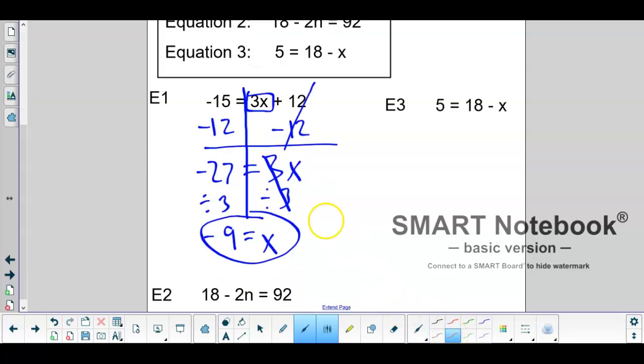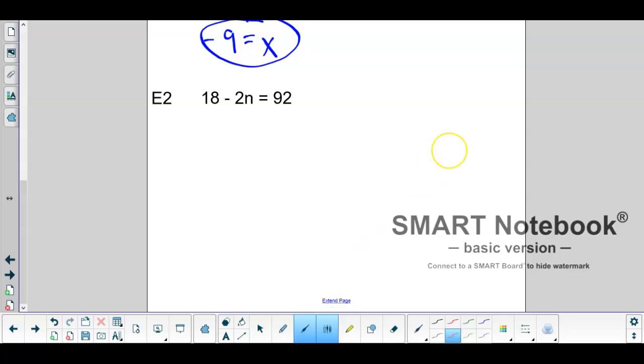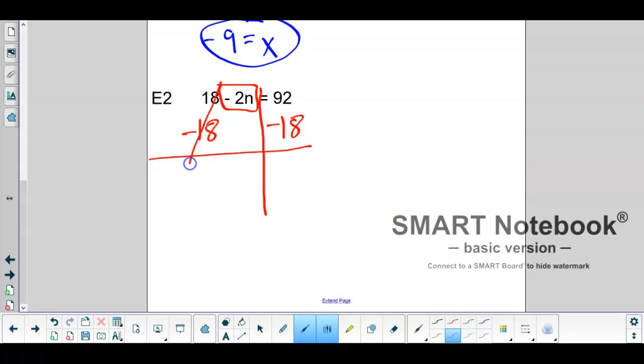Equation number 2, I have down below here, 18 minus 2 times n is equal to 92. Again, break my equation into a left side, right side, locate my variable and coefficient, negative 2 times n. What's being done to negative 2 times n? Well, it has a positive 18 on that side. I know to get rid of positive 18, the opposite of positive 18 would be to subtract 18. Again, the 18s are going to cancel out and leave me with just negative 2 times n.